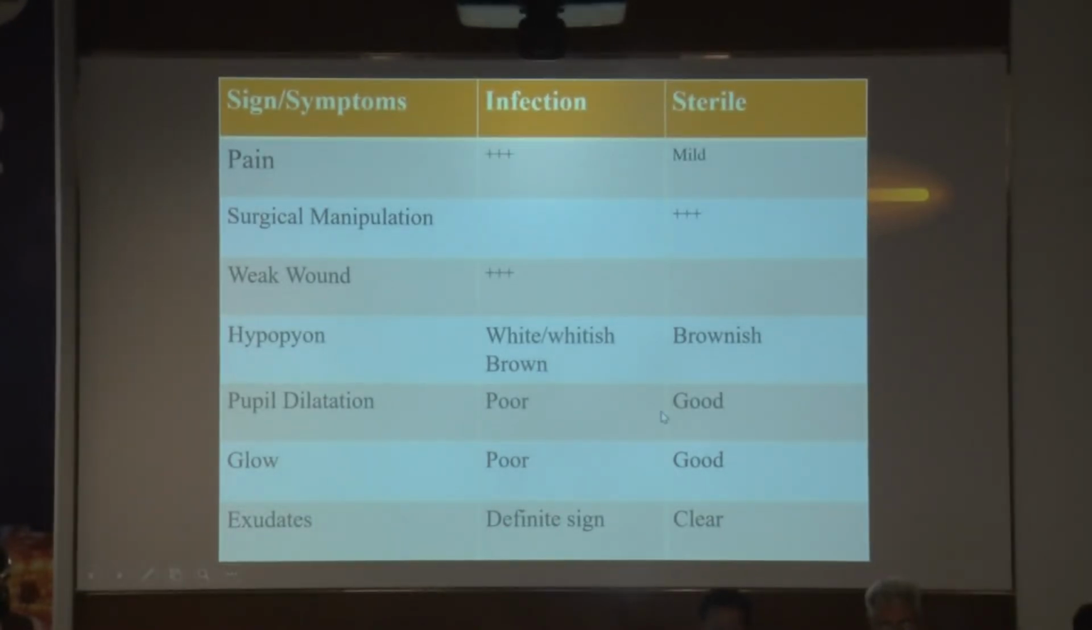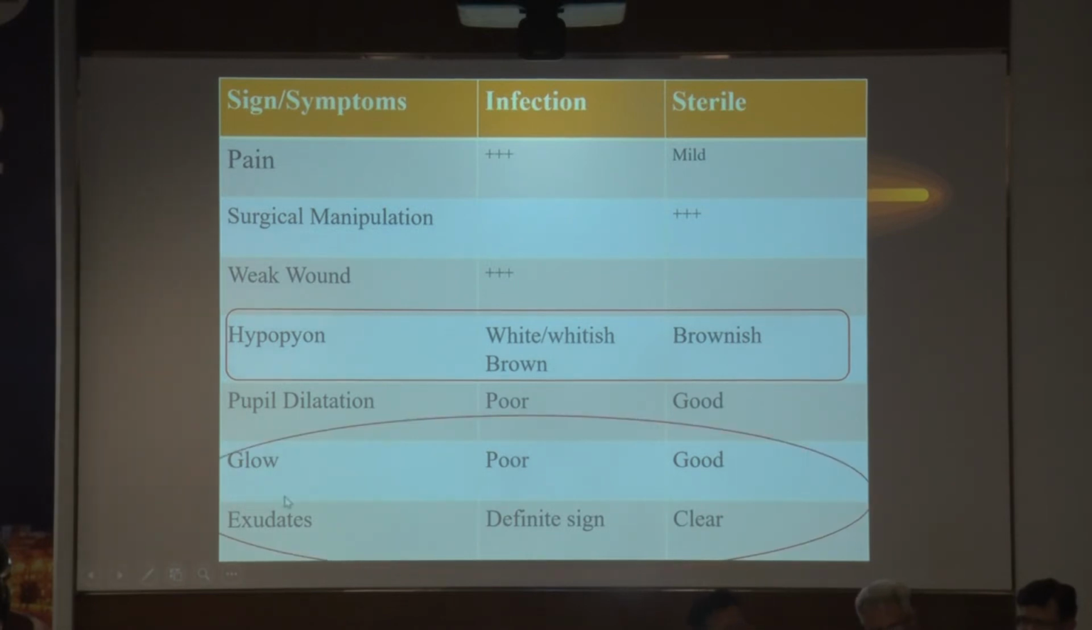This is a chart of what I have summarized before. If you have pain, that means infection. Surgical manipulation, that is sterile, you have to give steroids. Weak wound, chances of infection are more. If hypopyon is there, white hypopyon means infection. Brownish hypopyon means inflammation. Pupil poorly dilating goes in favor of infection. These last two signs are mandatory to determine whether it's infective or inflammatory.